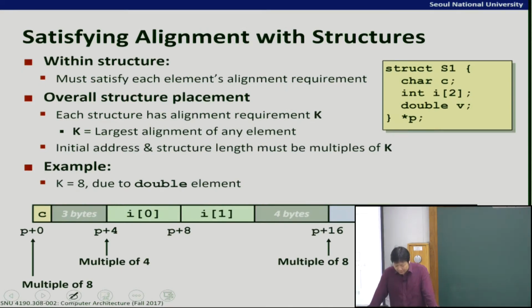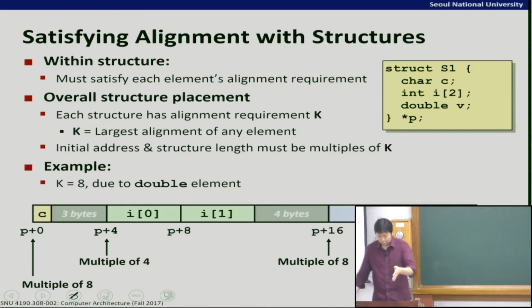Okay, so let's go back to the alignment here. Within the structure, we must satisfy each element's alignment requirement, because each field has a specific primitive type, and each field must satisfy the alignment requirement for itself. And for the overall structure, I mean, you come back to your question. In terms of the overall structure, let's say, what about the alignment of this entire struct?